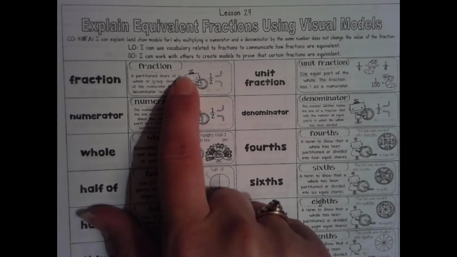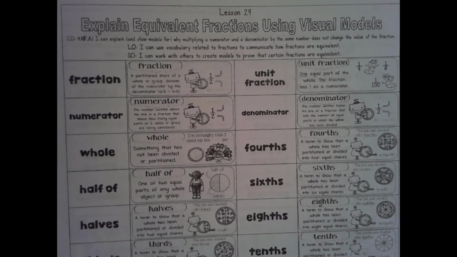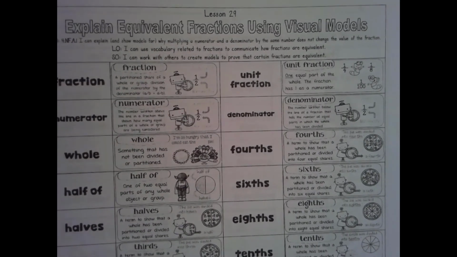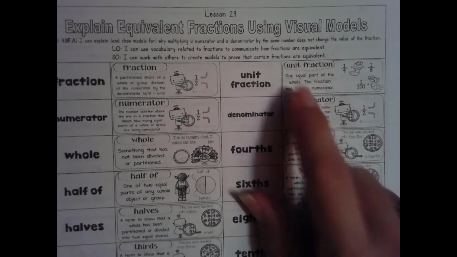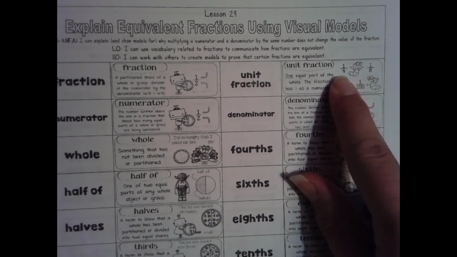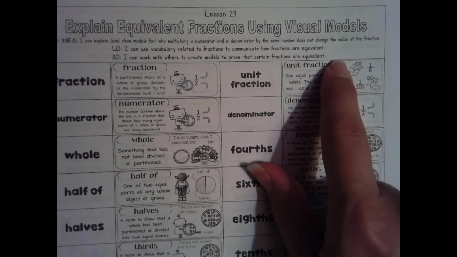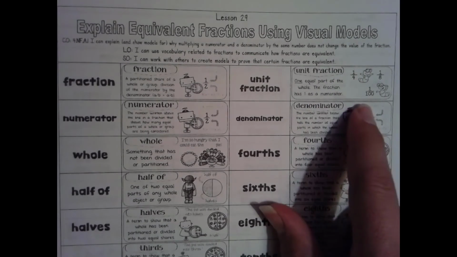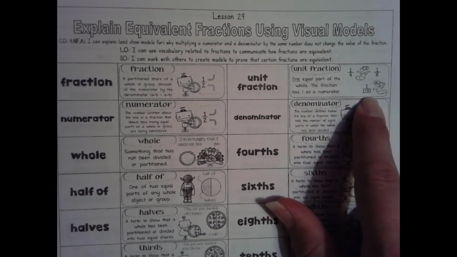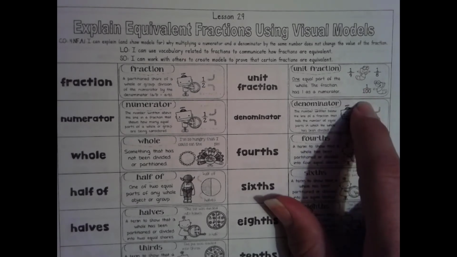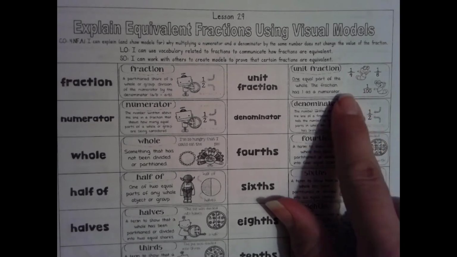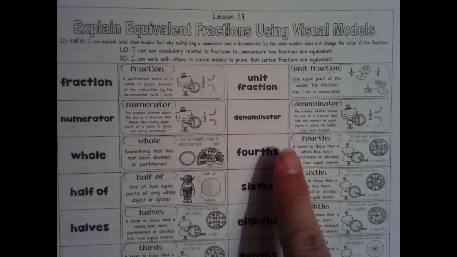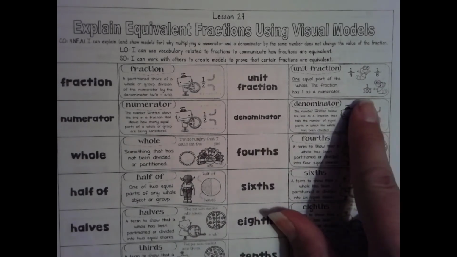So we're cutting something up into pieces. A unit fraction is one equal part of the whole. The fraction has a numerator of 1. So if it's cut into 8 pieces, the unit fraction would be 1 out of 8. If it's cut into 4 pieces, the unit fraction would be 1 of the pieces out of 4. If it's cut into 100 pieces, the unit fraction would be the 1 piece out of the 100. So the numerator is always 1 because it's 1 unit of what it's cut into.